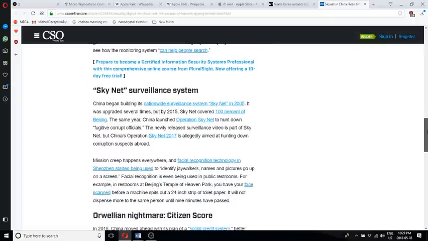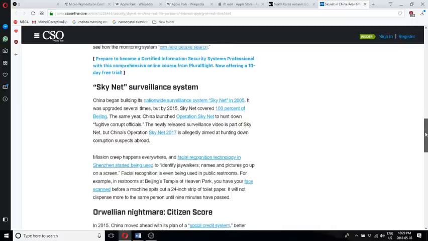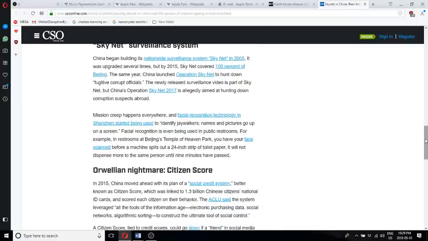Anyway, China began building its nationwide surveillance system, Skynet, in 2005. It was upgraded several times, but by 2015, Skynet covered 100% of Beijing. The same year, China launched Operation Skynet to hunt down fugitive corrupt officials. The newly released surveillance video is part of Skynet, but China's Operation Skynet 2017 is allegedly aimed at hunting down corruption suspects abroad. Mission creep happens everywhere. I like that, mission creep. I've never heard that, but I like that term.